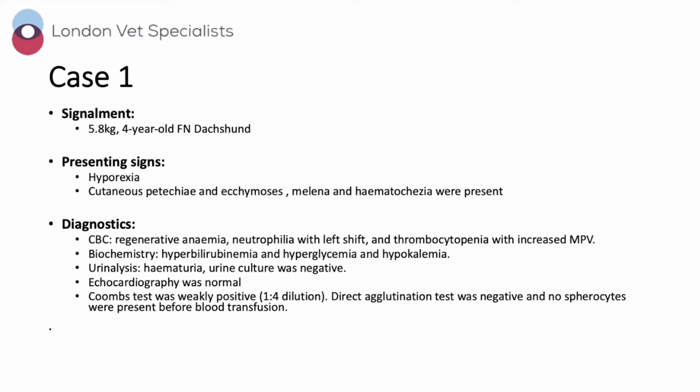So the first case was a 4-year-old female neutered Dachshund who presented with signs of hemorrhage and hyperthermia. And then diagnostics, I have gone through all of them just for completeness, but we'll go through fairly swiftly. CBC showed regenerative anemia, neutrophilia, and thrombocytopenia. And biochemistry showed a hyperbilirubinemia along with hypokalemia and hypoglycemia. Echocardiography was performed in all of the dogs and was normal in this dog. And this dog was also tested with a Coombs, which was weakly positive, but agglutination was negative, and it was presumed to have primary IMTP rather than Evans syndrome.